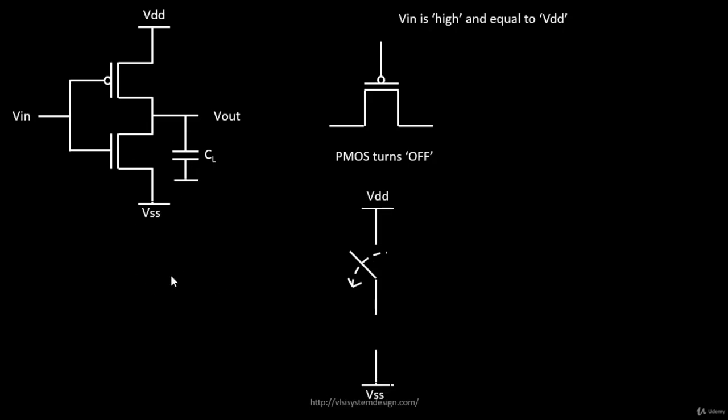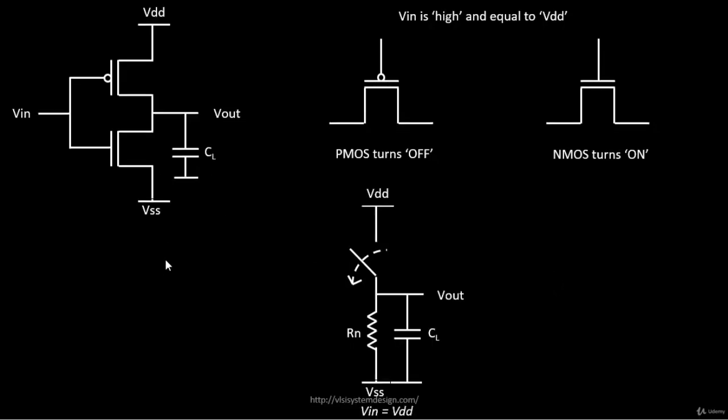Now let me come to the NMOS. When your gate voltage or VGS is greater than VT, your NMOS turns on, and the NMOS can now be represented by a resistor. And then we had the output load as well. So this is the situation when your Vin is equal to VDD. This is just one scenario where we explained how the gate to source voltage varies between PMOS and NMOS.